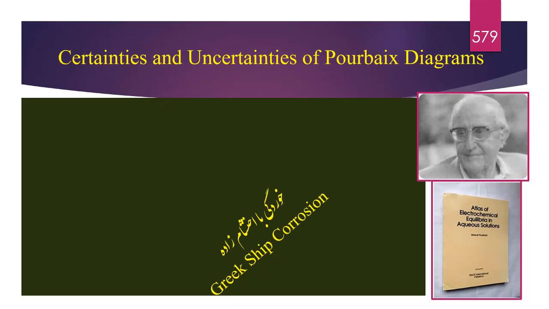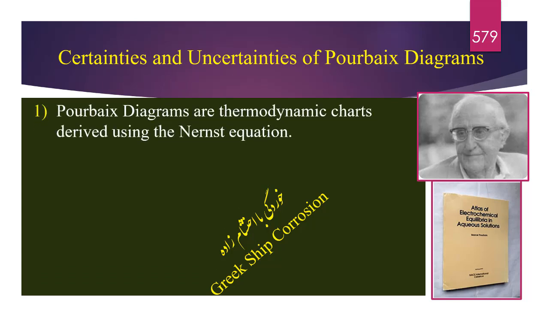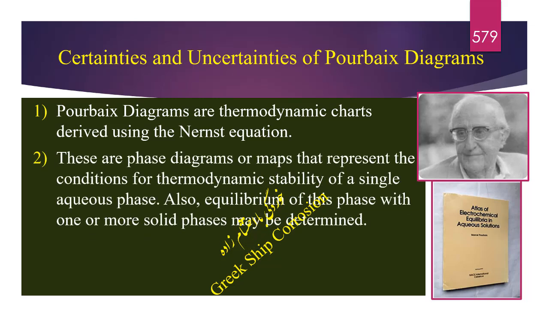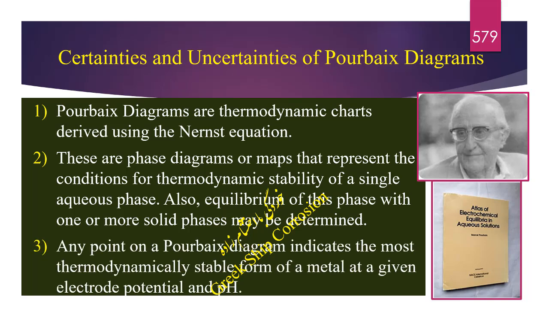Certainties and uncertainties of Pourbaix diagrams. 1. Pourbaix diagrams are thermodynamic charts derived using the Nernst equation. 2. These are phase diagrams or maps that represent the conditions for thermodynamic stability of a single aqueous phase, also equilibrium of this phase with one or more solid phases may be determined. 3. Any point on a Pourbaix diagram indicates the most thermodynamically stable form of a metal at a given electrode potential and pH.